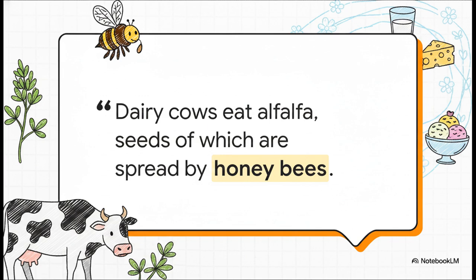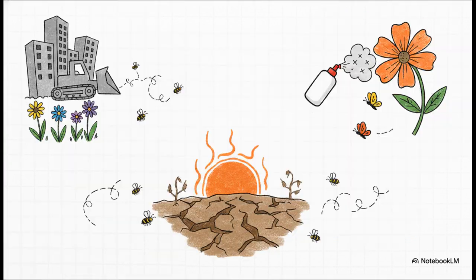Consider this quote from the text. Dairy cows eat alfalfa, seeds of which are spread by honeybees. Think about that cascade. Without bees, the alfalfa doesn't reproduce. The cows lose a major food source, and suddenly, everyday items like milk, cheese, and ice cream are threatened. We are so deeply connected to this web. Yet, the population of these crucial pollinating agents is shrinking year after year.